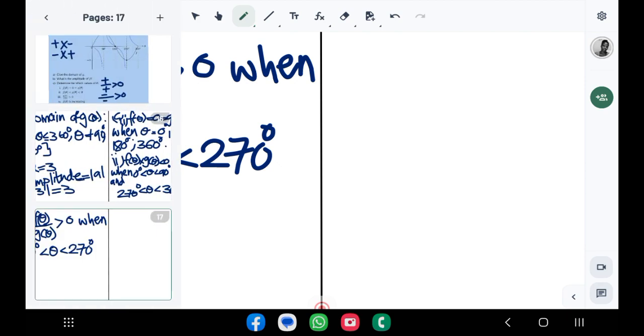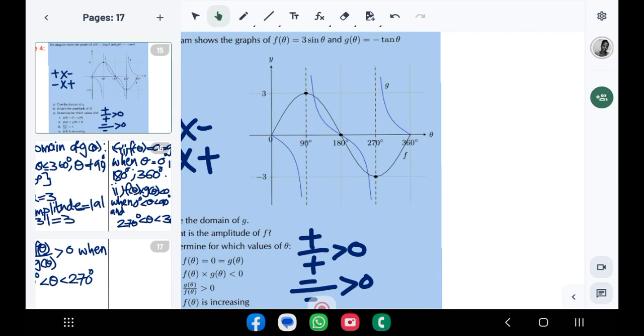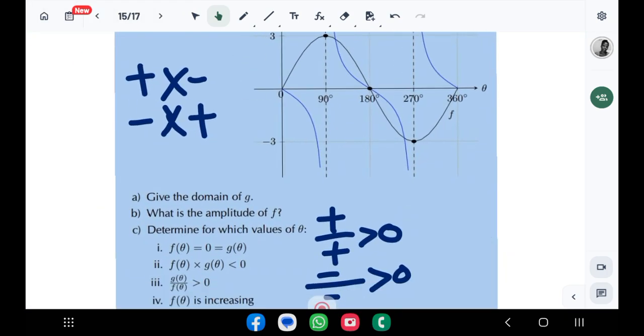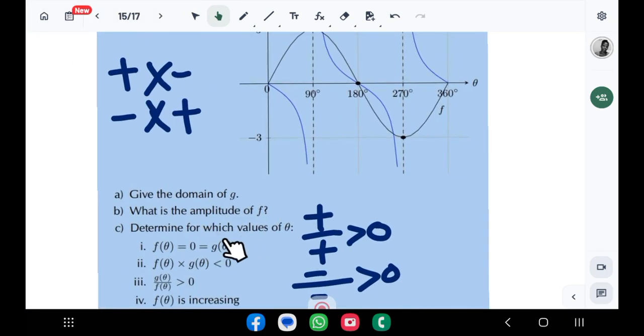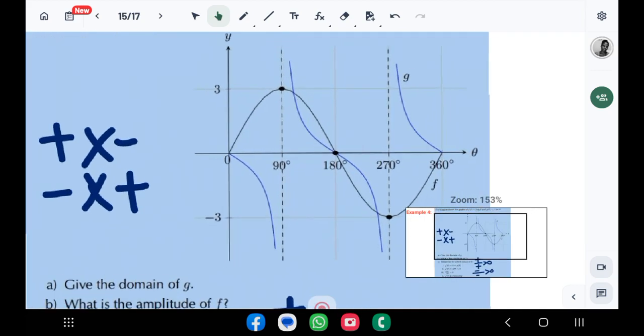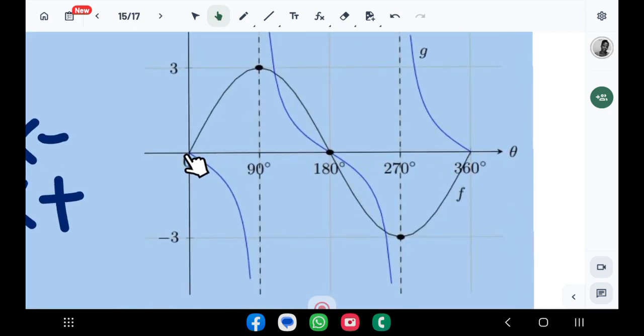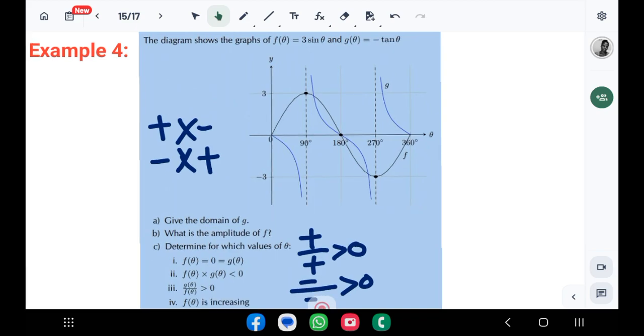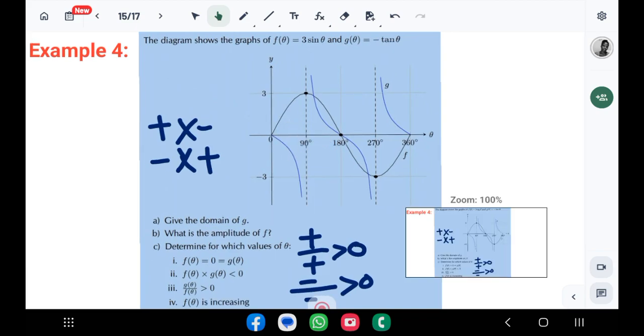Now let's go to the last question. Determine for which values of theta f of theta is increasing. f of theta is the sine graph. Where is it increasing? When you look from left to right, it's increasing between 0 and 90 degrees, and it is also increasing between 270 and 360 degrees.